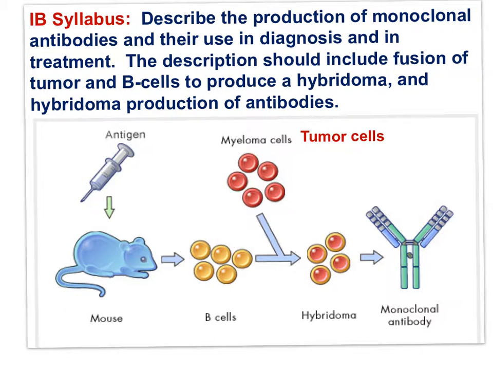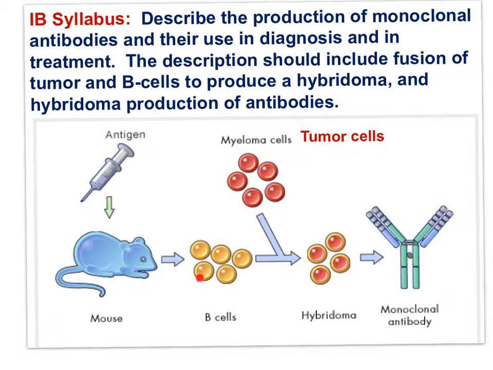Here's the IB syllabus statement of relevance. Describe the production of monoclonal antibodies and their use in diagnosis and in treatment. The description should include fusion of tumor and B cells to produce a hybridoma and hybridoma production of antibodies. A molecule of interest, called the antigen, is injected into a mouse.